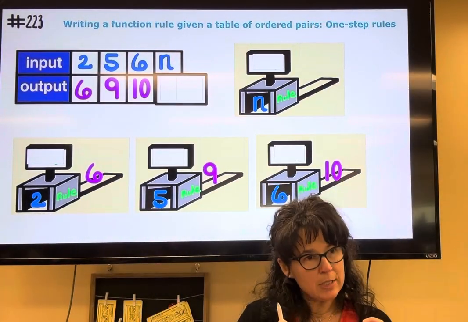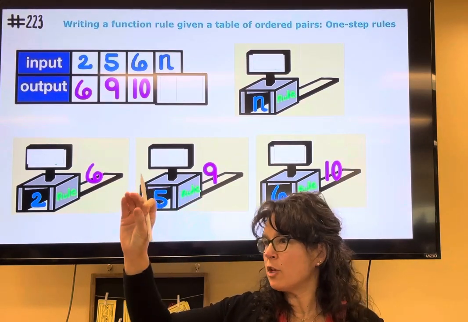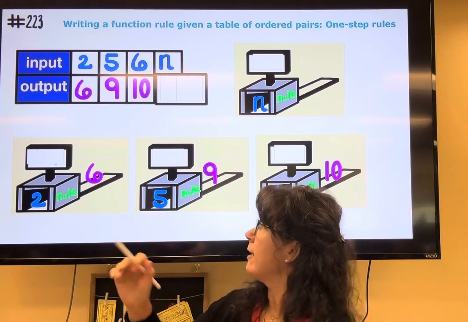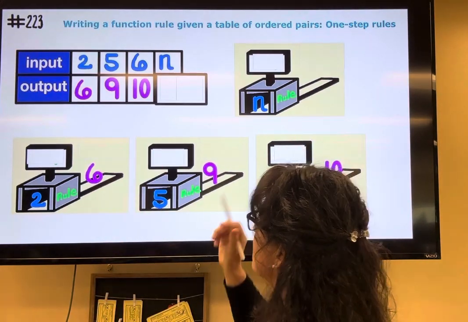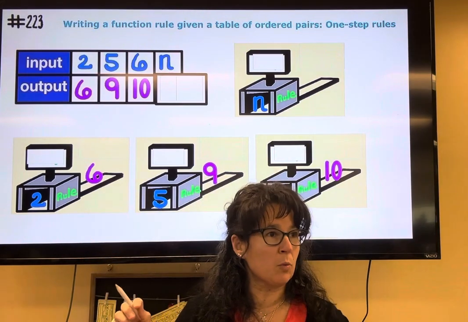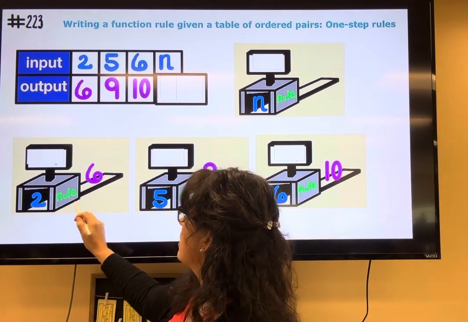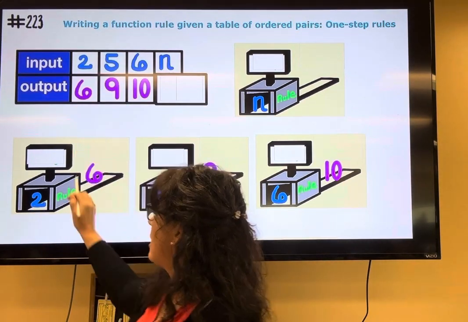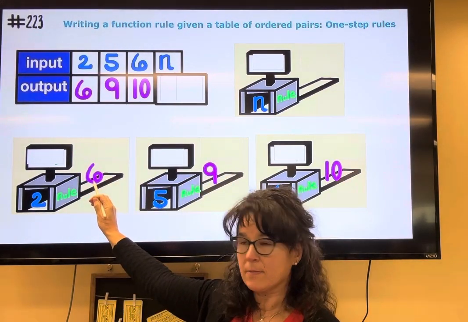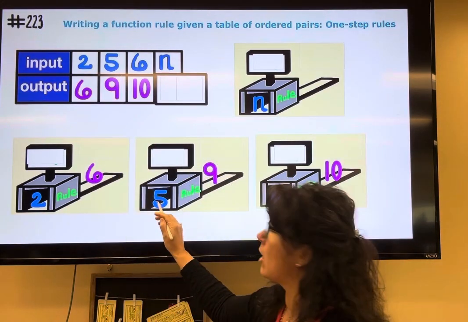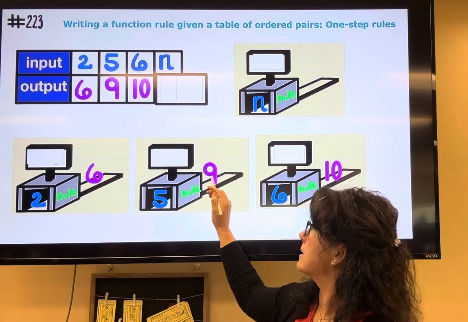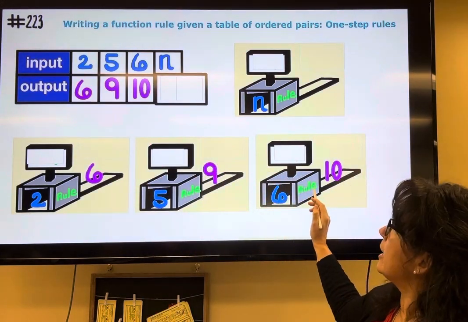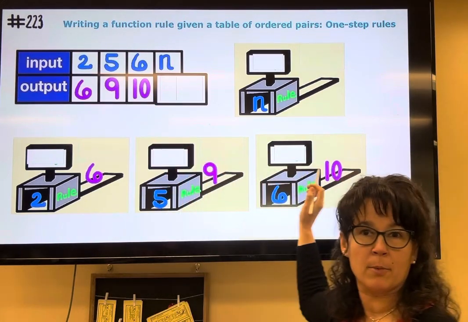You have an input, so think of it as a number that you put into a machine. The machine does something to the number, and then it comes out as something else. We're trying to discover the rule or the pattern. So I've drawn a picture here. The number 2 has gone into the machine, and it comes out as a 6. Then the number 5 has gone into the machine, and it's come out a 9. The number 6 went into the machine, and it came out the number 10.